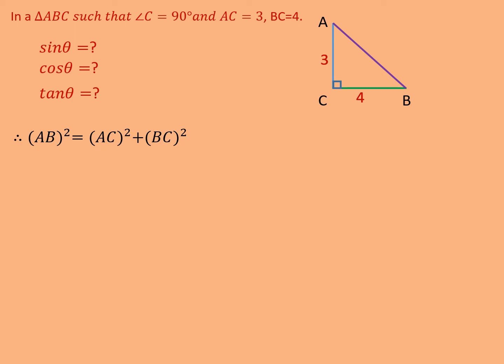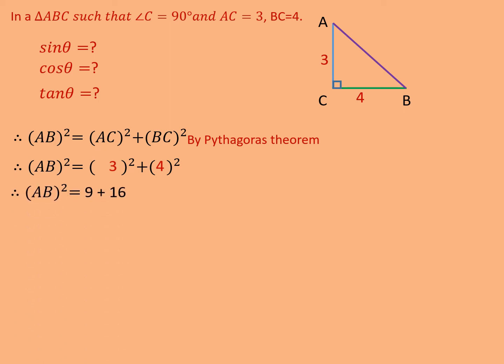So we will directly apply Pythagoras theorem. So AB square equals AC square plus BC square by Pythagoras theorem. When we substitute, AB square equals 3 square plus 4 square. AC is 3 and BC is 4. When I further simplify, I got AB square equals 9 plus 16, which is equal to 25, so AB is 5. The same rule, it will be positive.